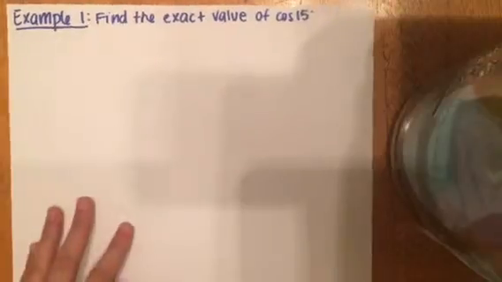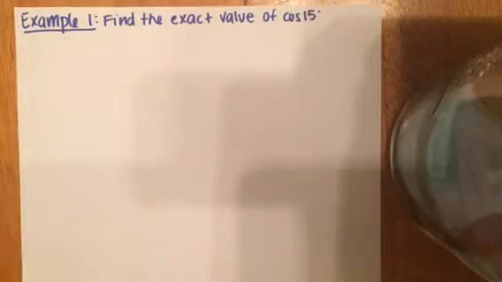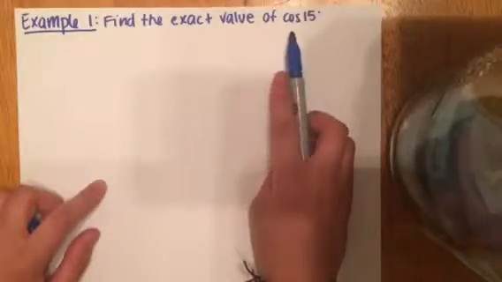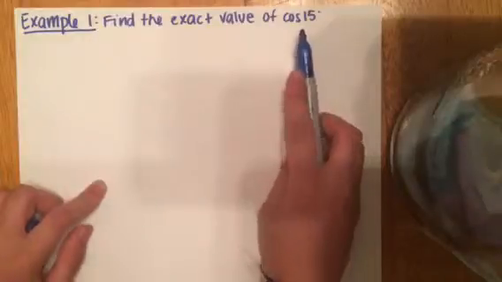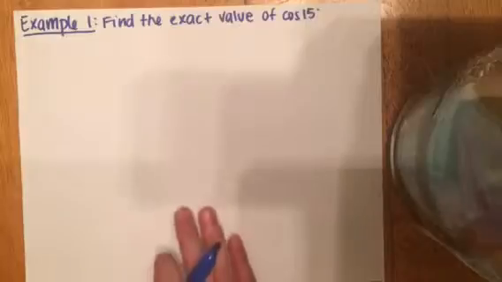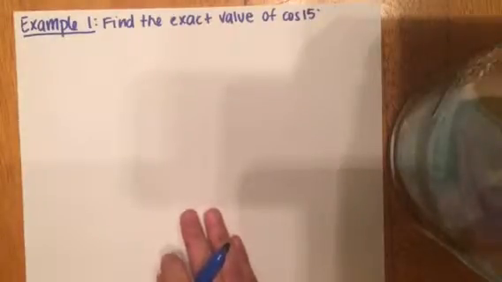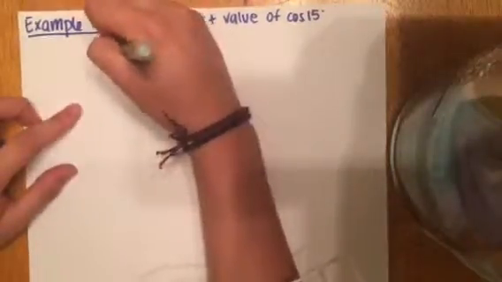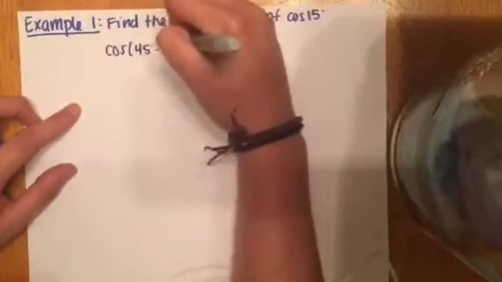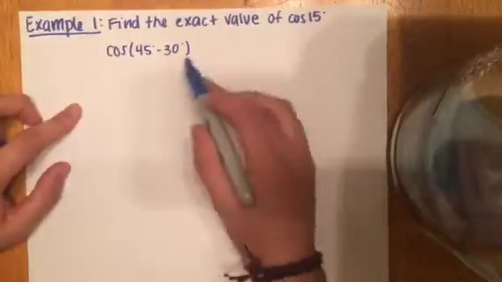So in this first example, we have: find the exact value of cosine of 15. This is an example where you're expanding and evaluating. For this one, we are going to find 2 degrees that subtract or add to 15, preferably that are on a unit circle, so it makes it easier to find values. So I'm going to use 45 and 30. I'm going to do cosine of 45 degrees minus 30 degrees, because that gives me cosine of 15 degrees.